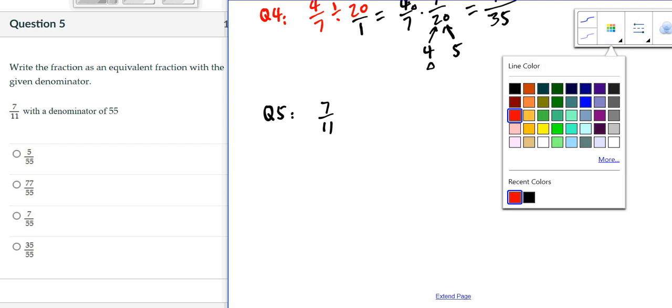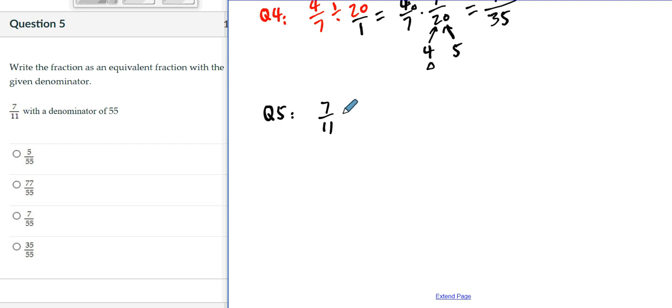And then everyone agrees that 7 over 11 is 7 over 11 times 1. And then what can we make denominator 55? Apparently both numerator and denominator times 5. So we then have 5 times 11, 55. 5 times 7 is 35. So, which one? 35 over 55.